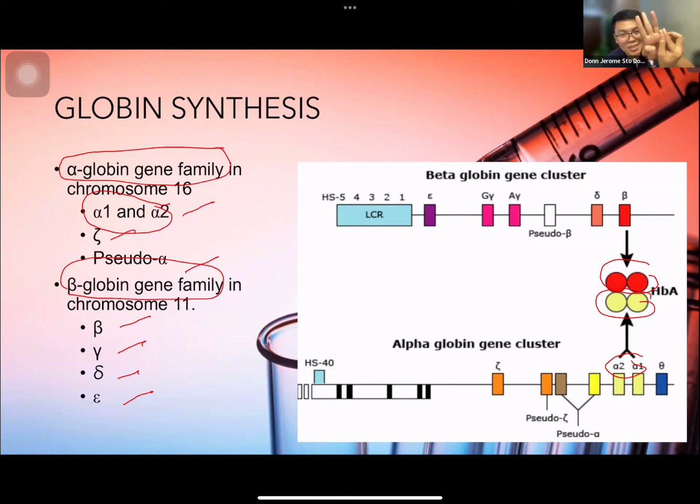1 gene deletion, when one is deleted, is known as your alpha silent carrier. 2 gene deletion is your alpha thalassemia trait. 3 gene deletion is your hemoglobin H disease. And 4 gene deletion is your hydrops fetalis.